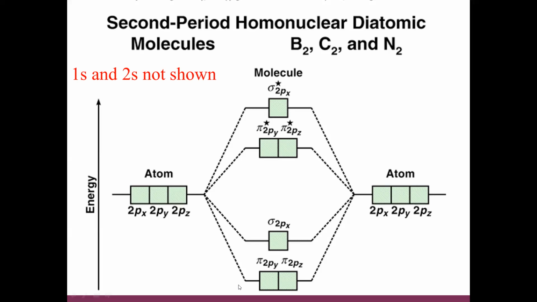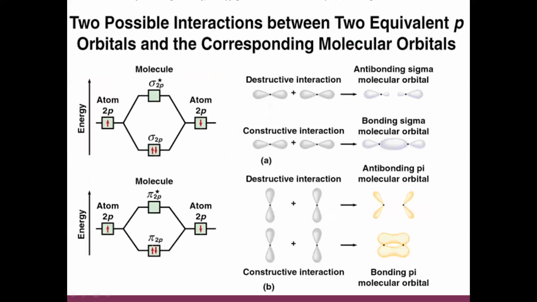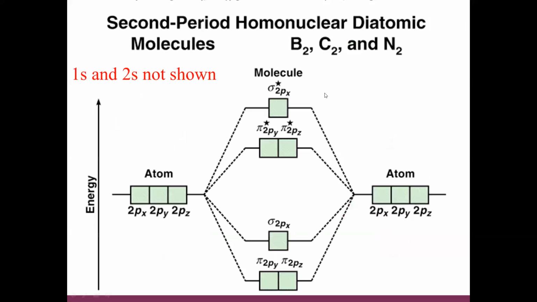So like we said, they can form either the pi molecular orbital by the p orbitals, or they can form the sigma molecular orbital. They can either form the pi molecular bonding or the sigma molecular bonding by p orbitals. So this is a diagram.